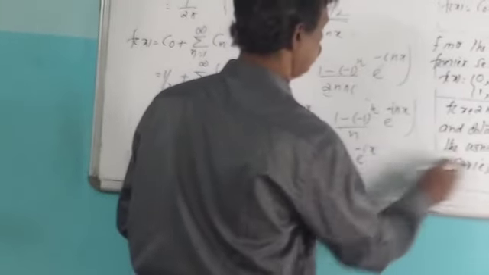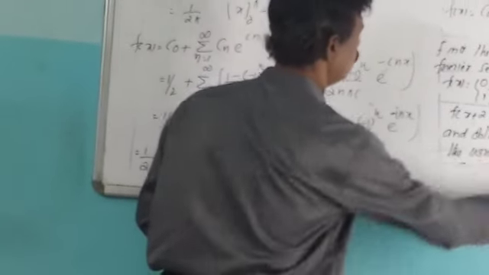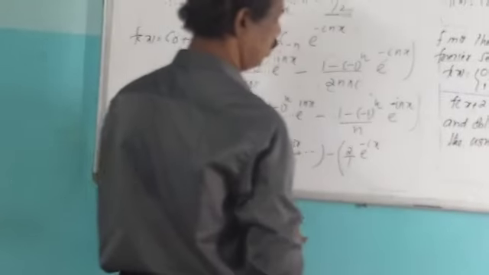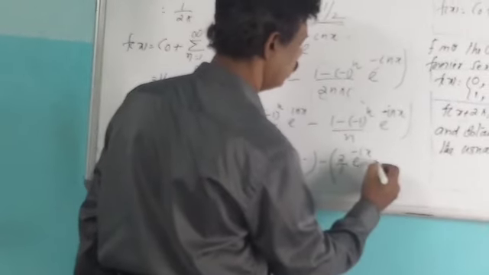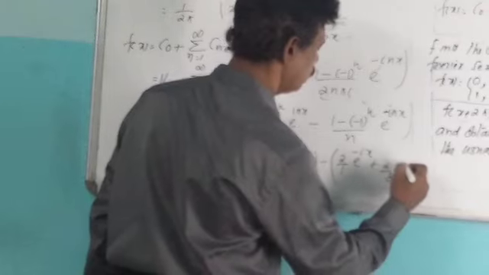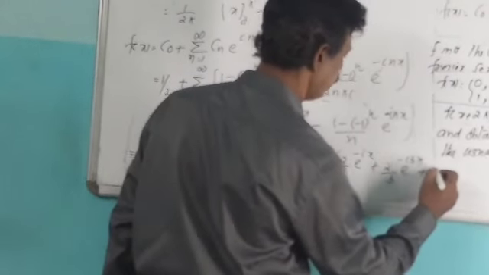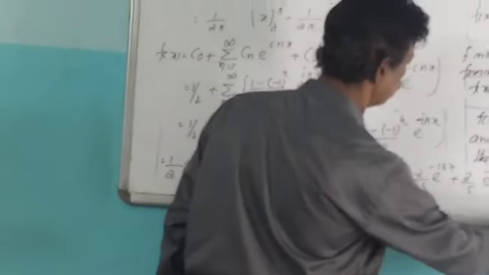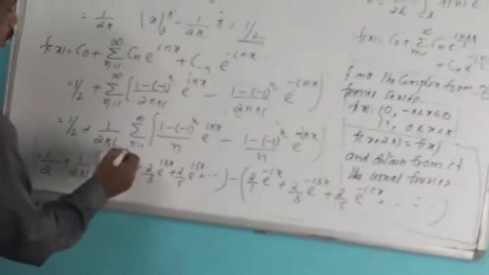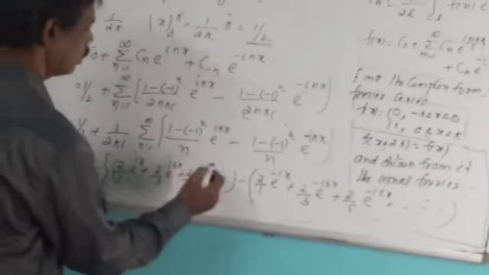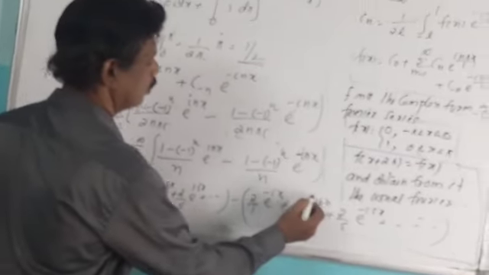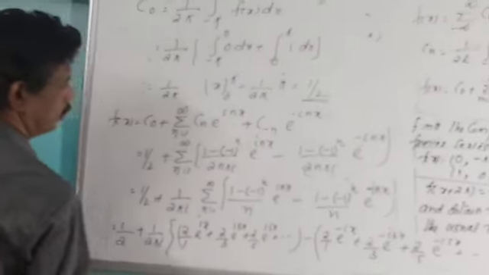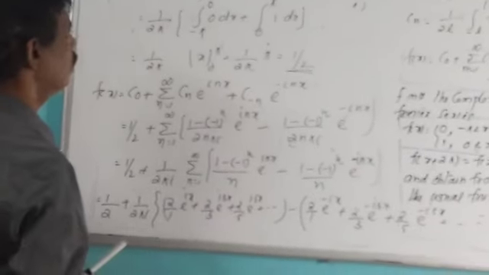Again for n equal to 2, 4, 6, 8, etc., it becomes 0. Put n equal to 3, that is also 2 by 3, e raised to minus i 3x. Put n equal to 5, 2 by 5, e raised to minus i 5x, plus etc. This is also known as the complex form of Fourier series, because i is there. These are all i terms. Then we simplify for finding the usual Fourier series.